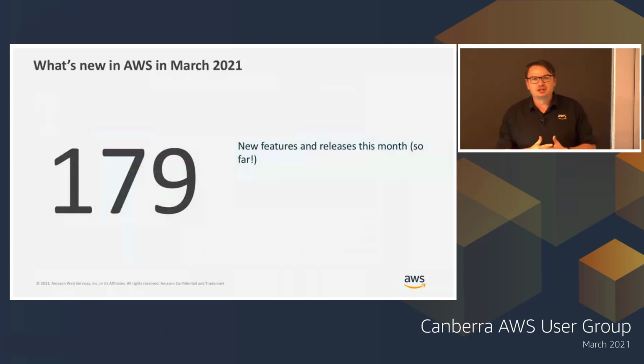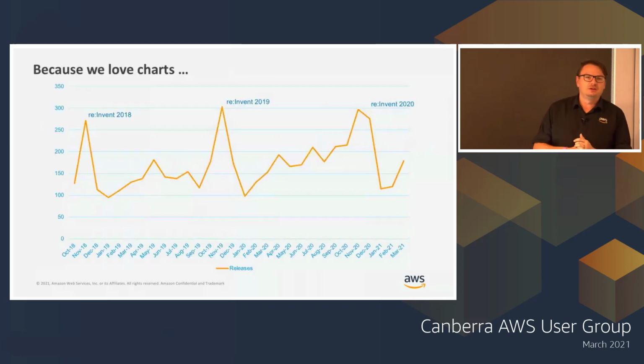So what's been happening in the world of AWS this month? So far, we have 179 new feature releases and updates that have gone into AWS, which in our usual view of presenting things in visual form looks a little bit like this. So you can see the service teams took a little bit of a break over January and February after the big run through re:Invent last year, and are now hard at work delivering new features. So let's take you through some of what's new this month.